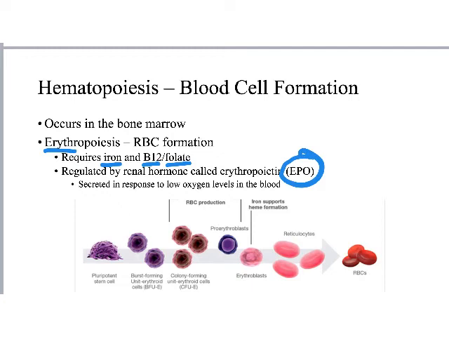We give it the acronym EPO. It's called erythropoietin, which, if you can remember erythropoiesis, then you should be able to remember erythropoietin. So when your red blood cells get low, that triggers the kidneys to secrete erythropoietin. Erythropoietin goes to the bone marrow and tells the bone marrow to make more red blood cells, especially when the oxygen levels are low.